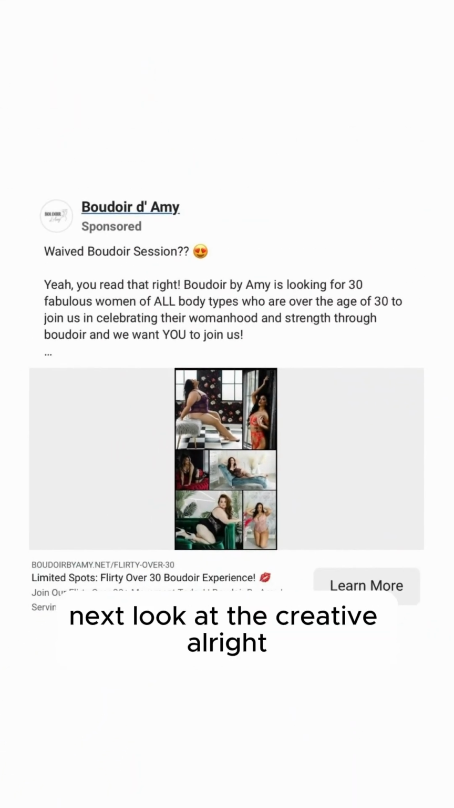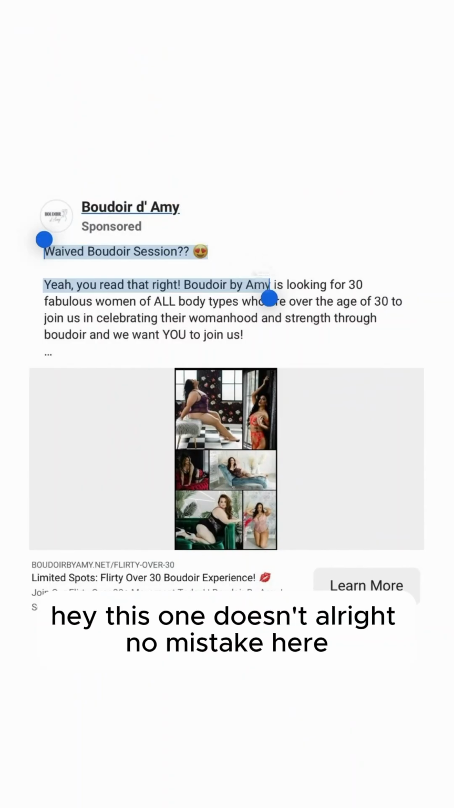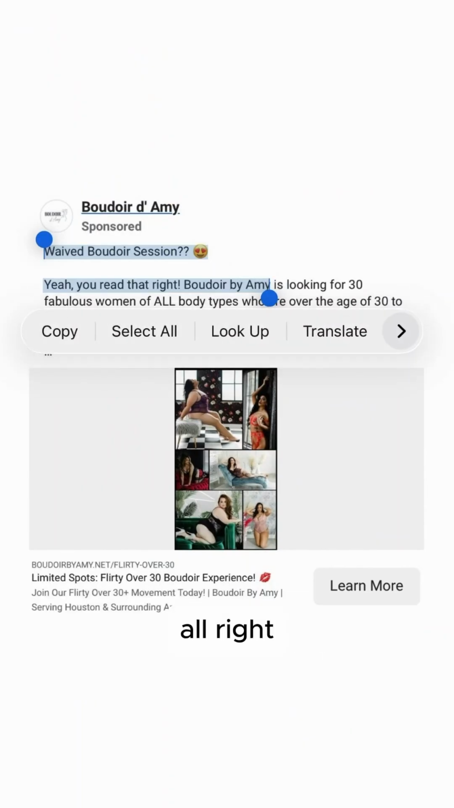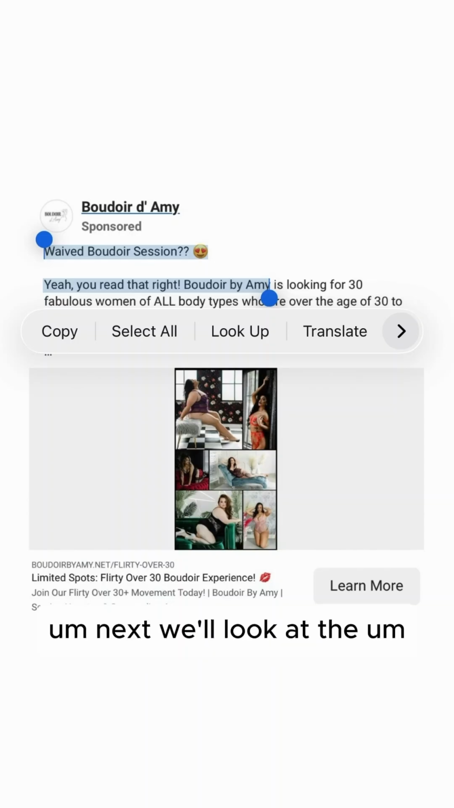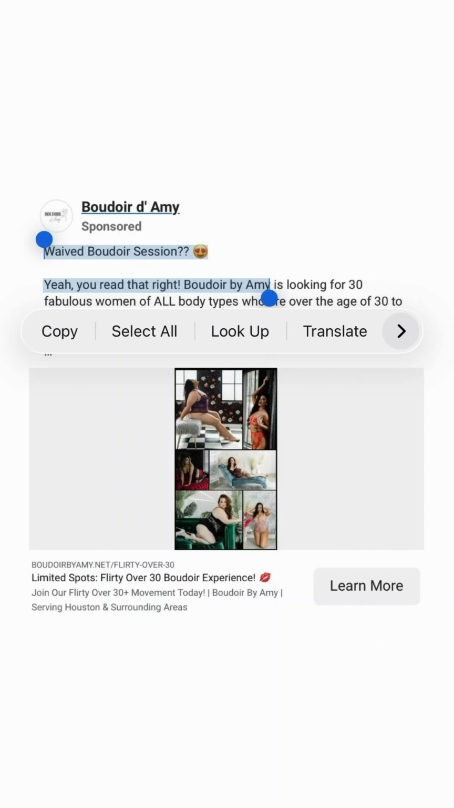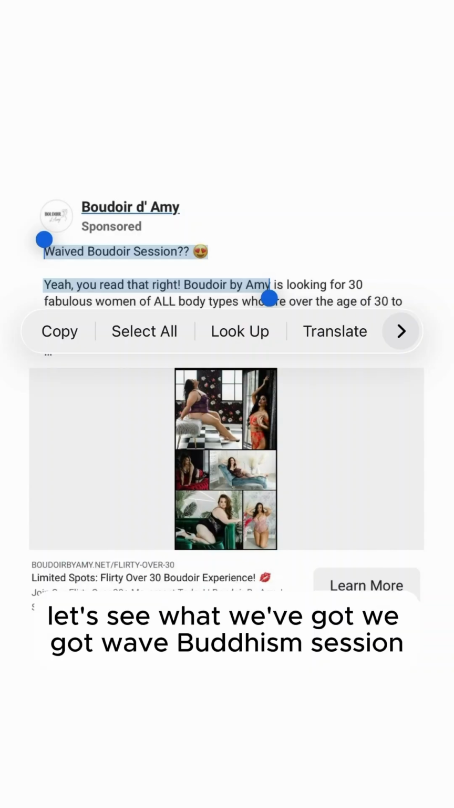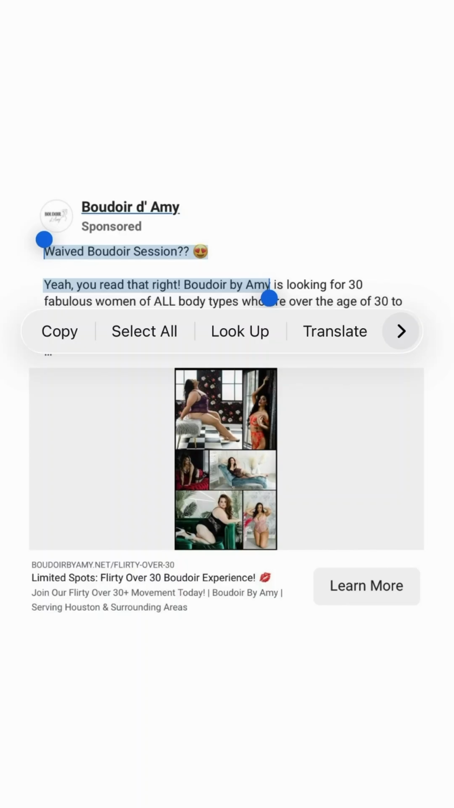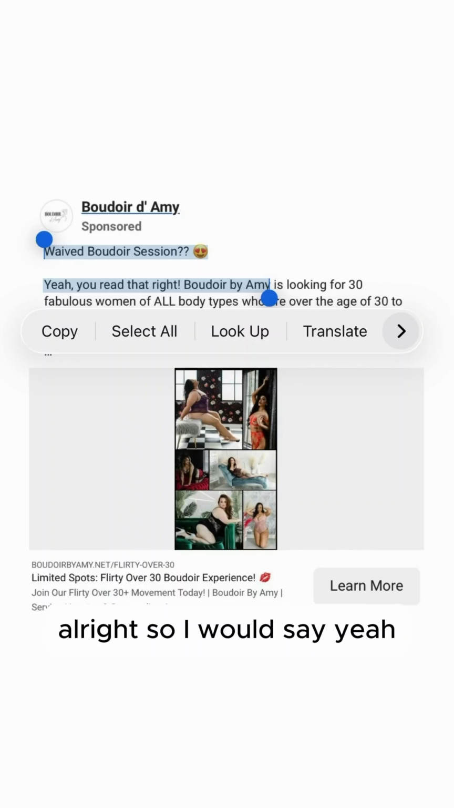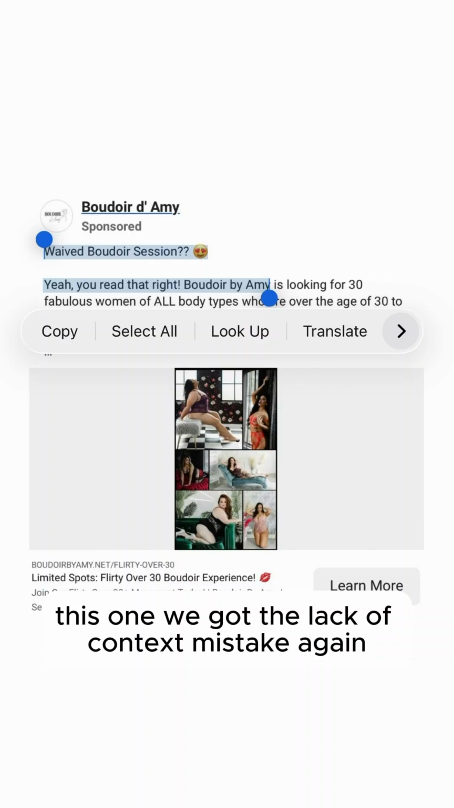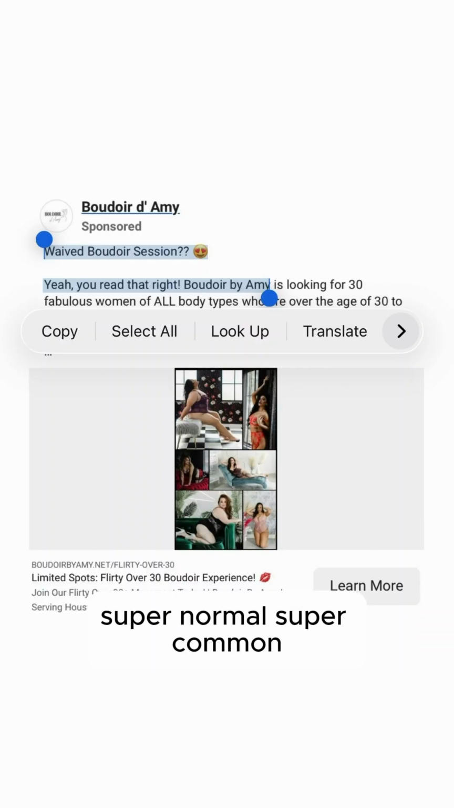Next, we'll look at the creative. All right, no mistake here. Next, we'll look at the see more headline, first 2 3/4 lines, Facebook newsfeed mobile. So let's see what we've got. We got Wave Boudoir session. Hey, you're the right Boudoir by Amy. All right, so I would say this one we got the lack of context mistake. Again, super normal, super common.